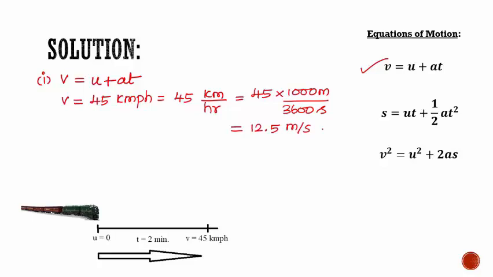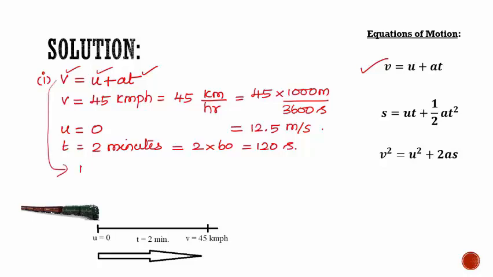And u is the initial velocity of the train. It is given as 0, that is, at the initial condition the train starts from rest. To reach 45 km per hour velocity, the train takes 2 minutes of time. So in SI units, this is 2 into 60, 120 seconds. Now we can substitute the values of u, v and t in this expression. 12.5 meter per second is equal to 0 plus acceleration into time 120 seconds. Then we get the value of uniform acceleration a as 0.1042 meter per second square.